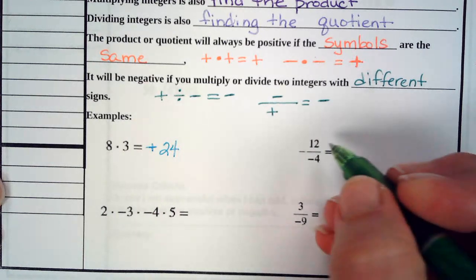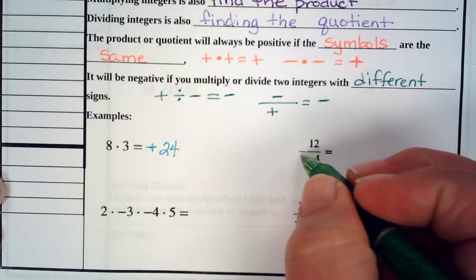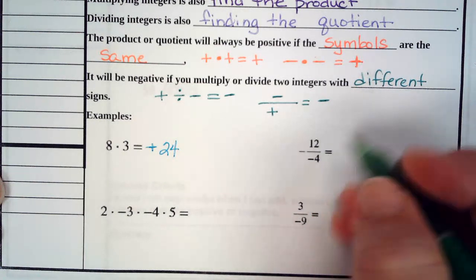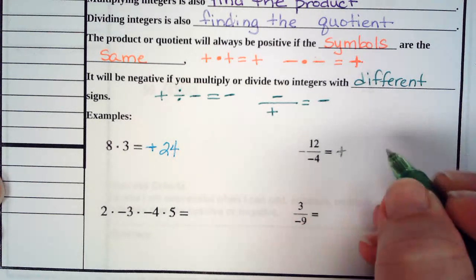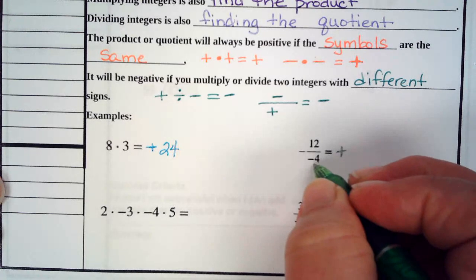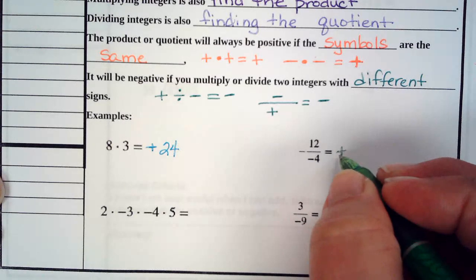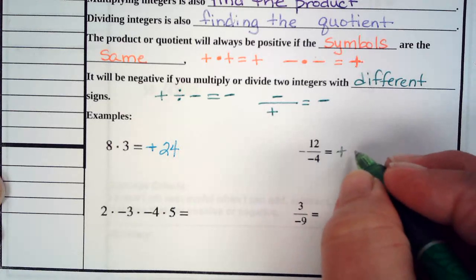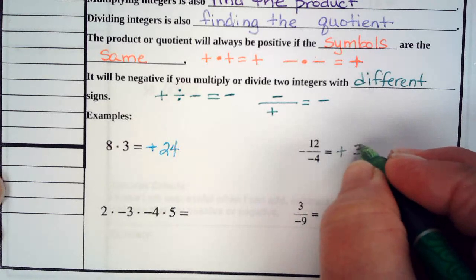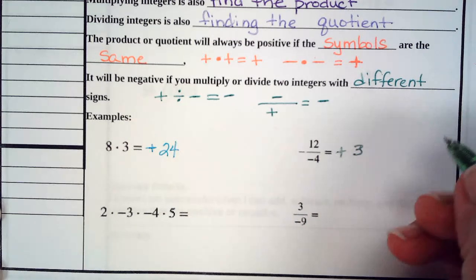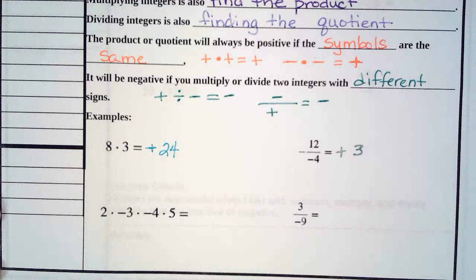Okay. Negative divided by a negative is a positive. The opposite of a negative number is a positive number. 12 divided by 4 is 3. Okay. Pause the video and see if you can get started on the next one.